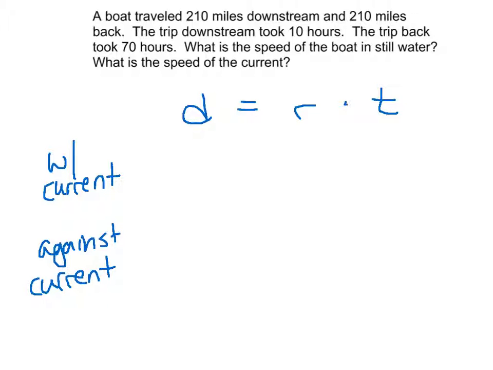So let's go ahead and look at the information that's given to us in more detail. We are currently looking at miles. The distance downstream is 210 miles. So I'm going to go ahead and write that down here. And the distance upstream is going to be exactly the same, because whenever you're going from one place to another, hopefully those places aren't moving. Hopefully it's going to be the same distance both ways.